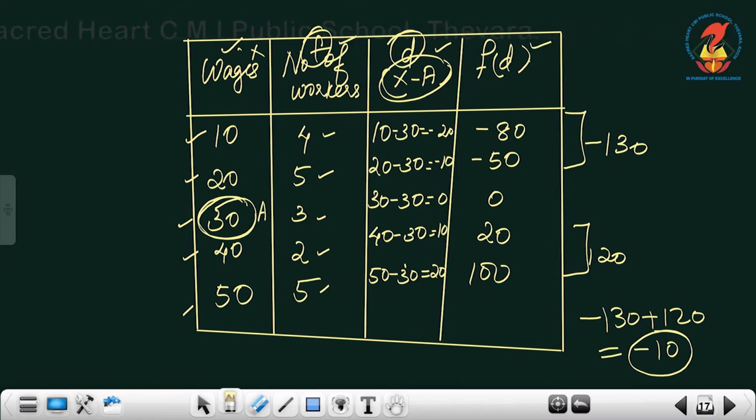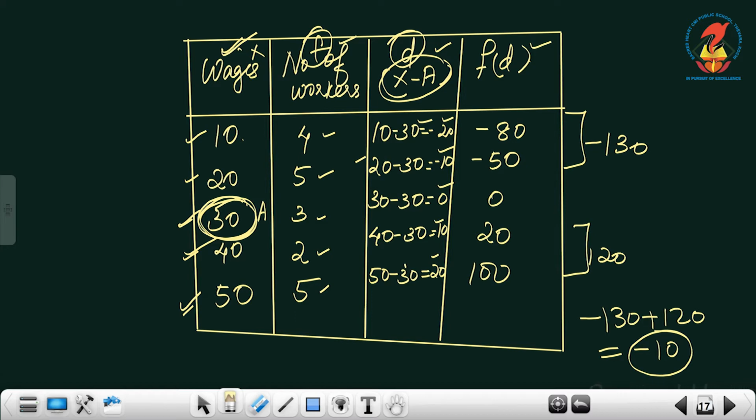Here I have taken 30 as the assumed mean. So x minus A, x value is wages. So 10 minus 30, 20 minus 30, 30 minus 30, 40 minus 30 and 50 minus 30. So you will be getting the answer as minus 20, minus 10, 0, 10, 20.